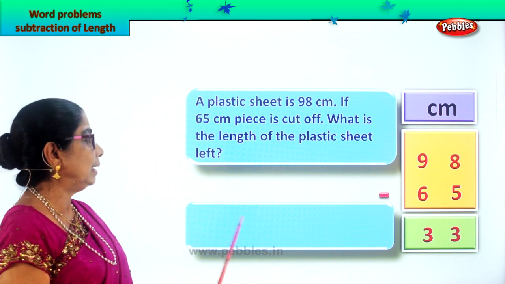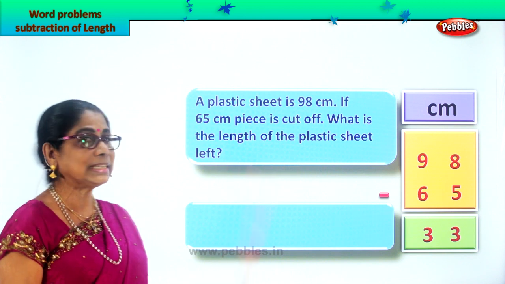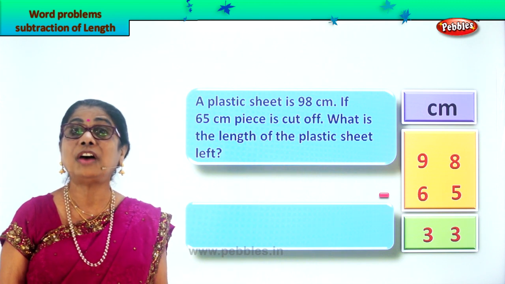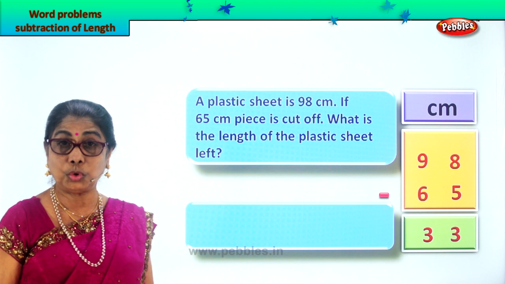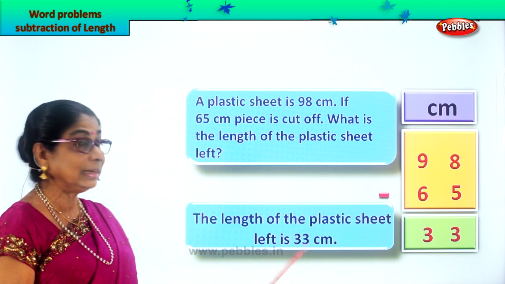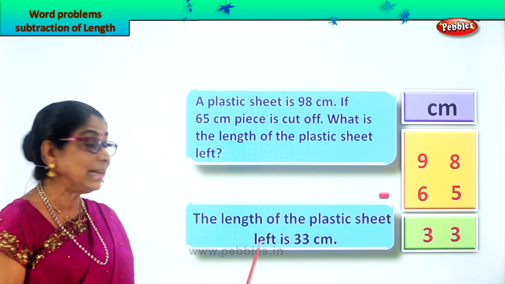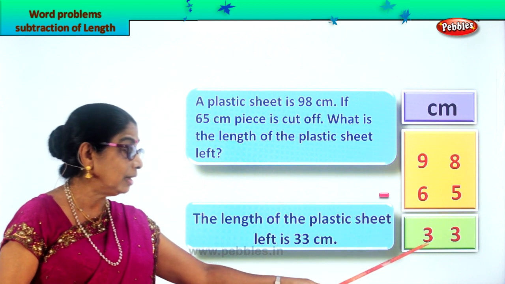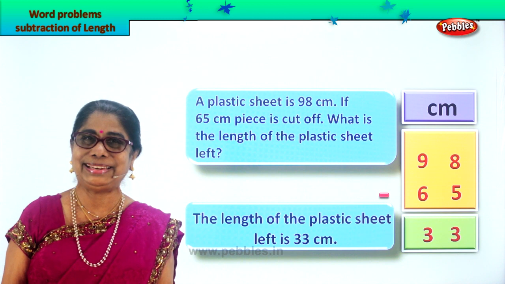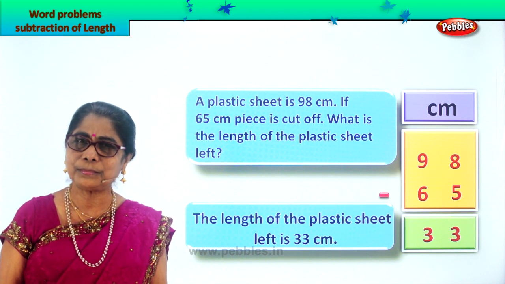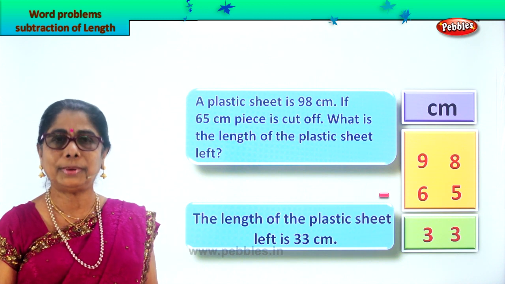So your answer is, what is the length of the plastic sheet left? The length of the plastic sheet left over is 33 centimeters. That's your answer. Did you enjoy, children? Let's take another word problem.